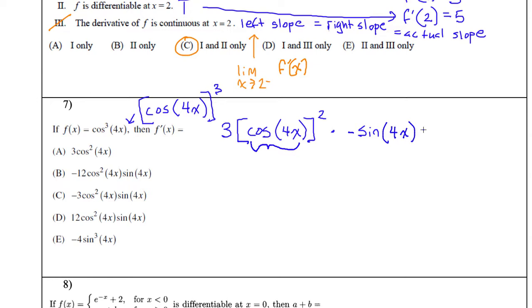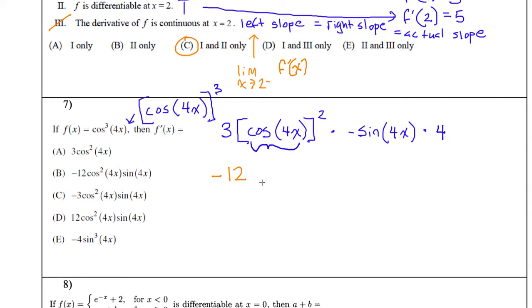Now I can multiply by the derivative of the inner, the derivative of 4x, which is 4. And then multiply those all together. I have a 3, a negative, a 4. 4 times 3 is 12. The negative makes it a negative 12. Switch colors here. It's a negative 12, and I don't even care about the rest at that point.